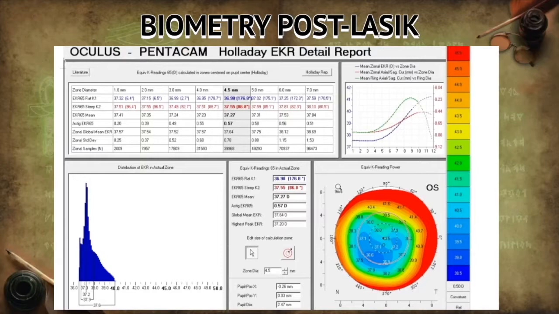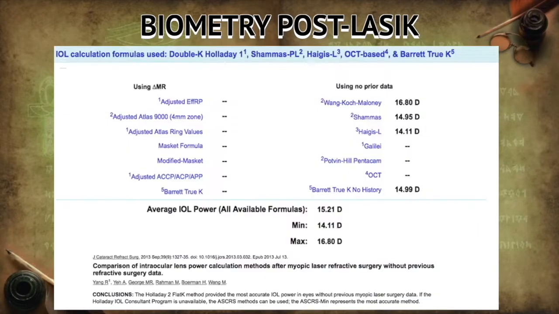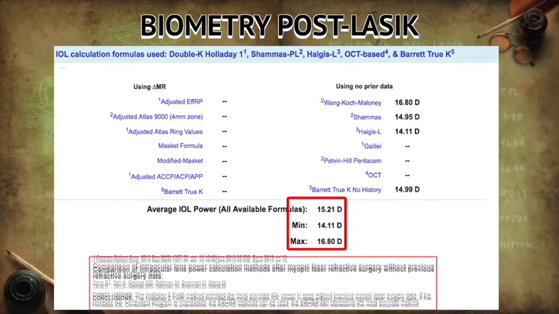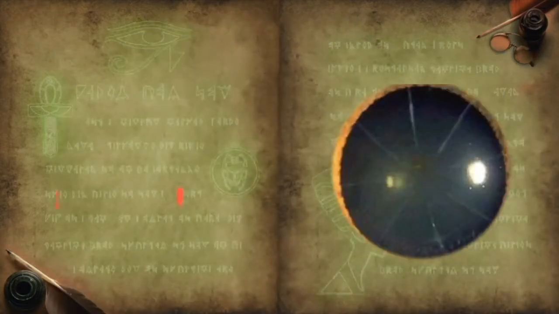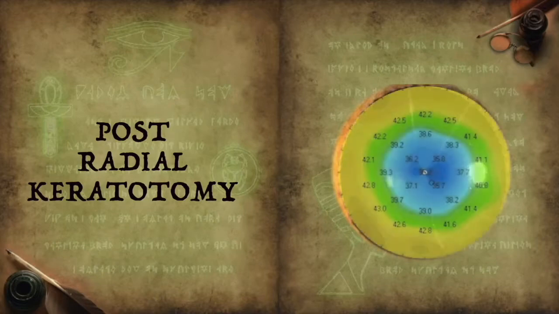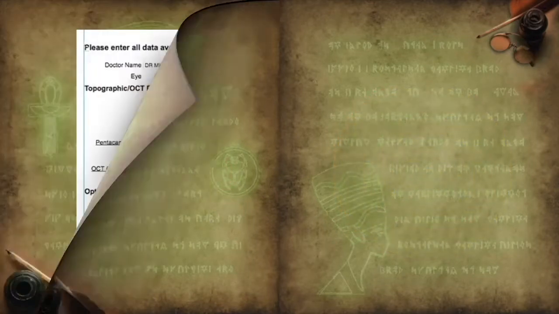The Holiday EKR map gives us K readings in different zones starting from 1 to 7 mm. The EKR 65 mean can also be used. After getting results, minimum or average value should be considered in case of a myopic LASIK. In post-radial keratotomy, the target refraction should be kept -1 or -2 depending on the cuts of the cornea.